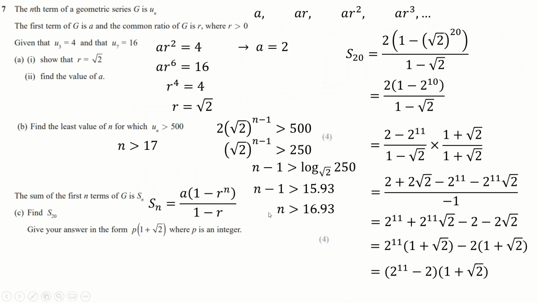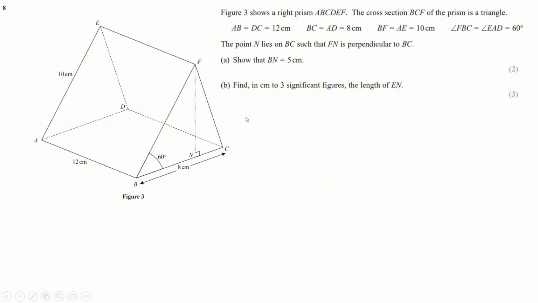You can type it into a calculator and find out if you want to. Question number 8. This is a really nice question, although I don't think it was written very well. I'll explain why a bit later. Show that BN is 5.